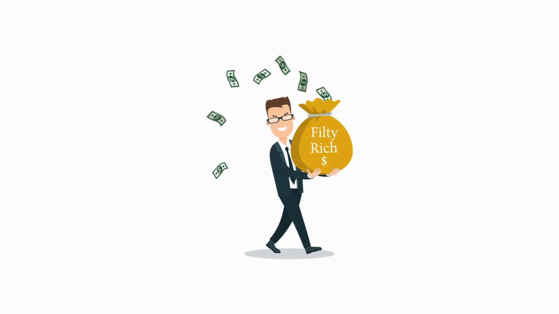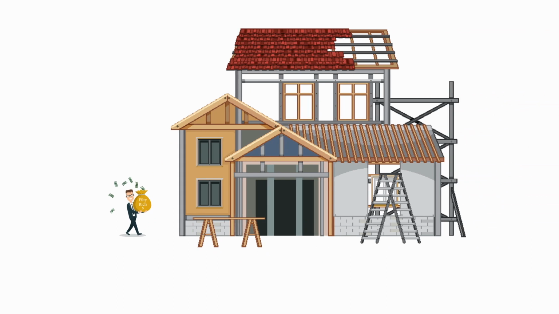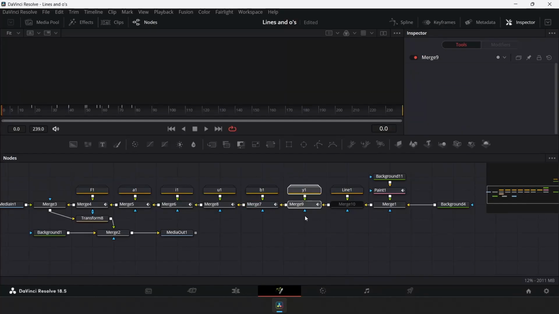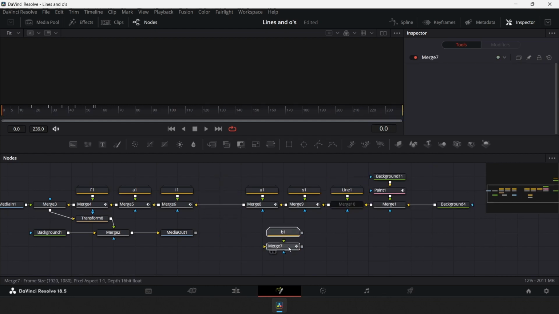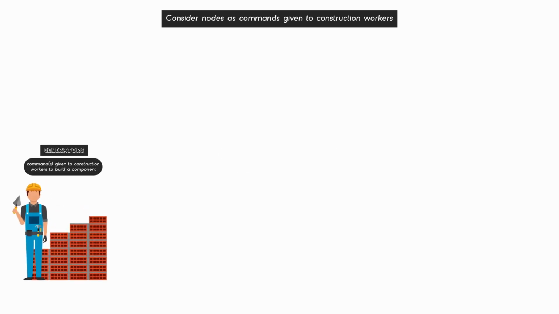Now to make this even simpler, I'd like us to assume we're filthy rich, and want to construct a house. Filthy rich because at any time we can decide to bring down, move, or modify a building component. Next, I want us to consider nodes as commands given to our construction workers, except the media out, who is our project supervisor. Let's consider generators as commands given to construction workers to build a component.